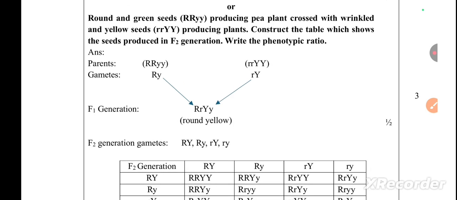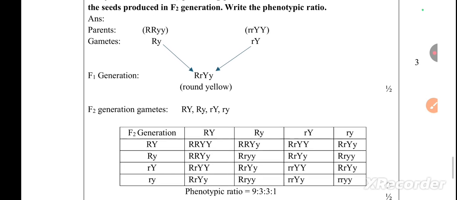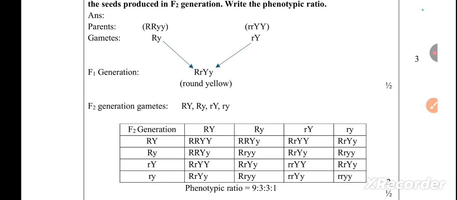I think it's a dihybrid cross. A round and green seeds plant, capital R, small y, is crossed with a wrinkled yellow, small r, capital Y, producing plant. Construct a table which shows the seeds produced in the F2 generation. Write the phenotypic ratio. The parents are capital R, small y and small r, capital Y. Gametes: capital R, small y, small r, capital Y.